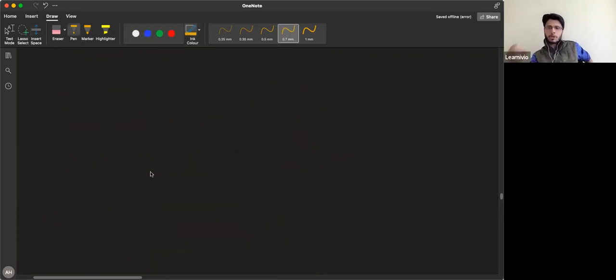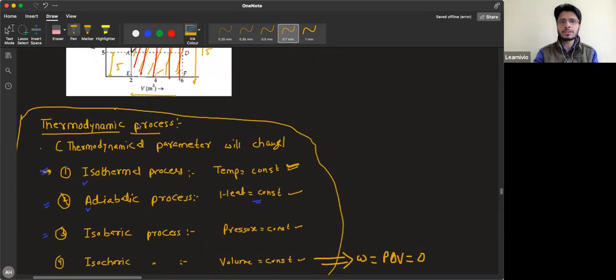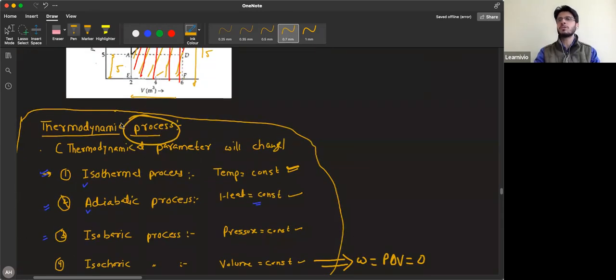So isochoric process means a process for which volume is constant. Okay, what does thermodynamic process mean? When would you say that a thermodynamic process occurs? This also we discussed in the previous lecture.